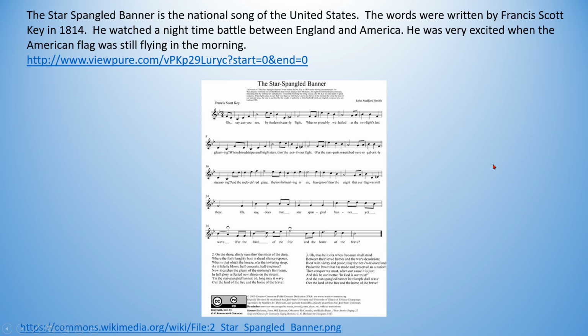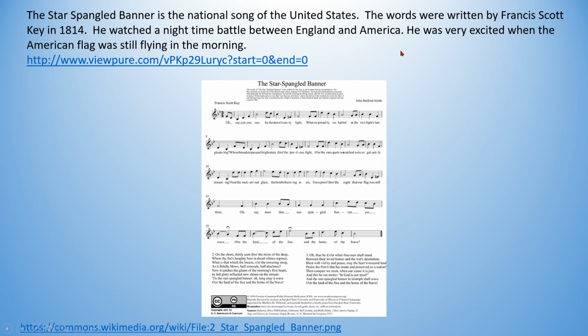The Star-Spangled Banner. I know some of you have sung this song before. You have heard this song sung maybe at the beginning of football games or car races. The Star-Spangled Banner is the national song of the United States.